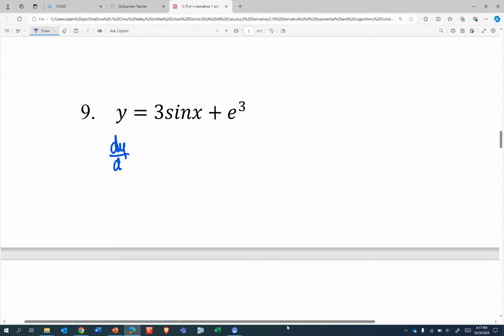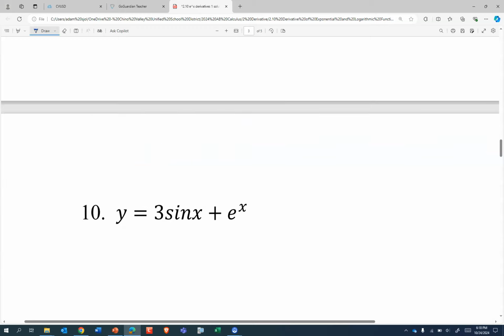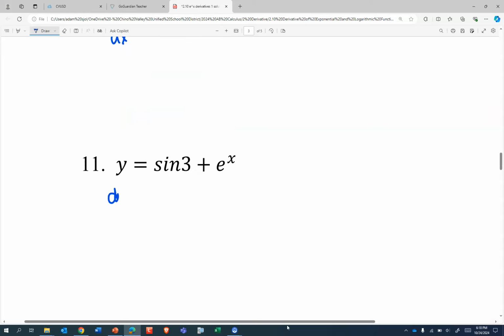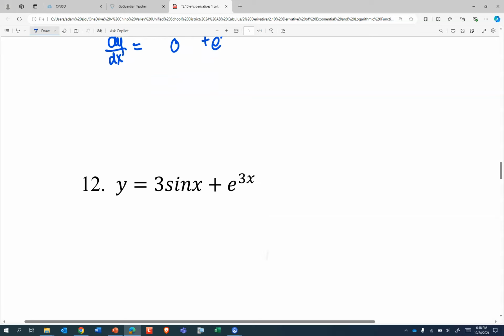All right, see if I can trick you here. The derivative of 3 sine is 3 cosine of x, and the derivative of e cubed is 0. All right, let's try it again. The derivative of 3 sine of x is 3 cosine of x, and the derivative of e to the x is e to the x. The derivative of sine of 3 is 0, and the derivative of e to the x is e to the x natural log of e.